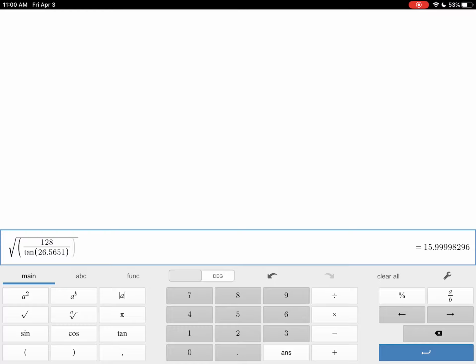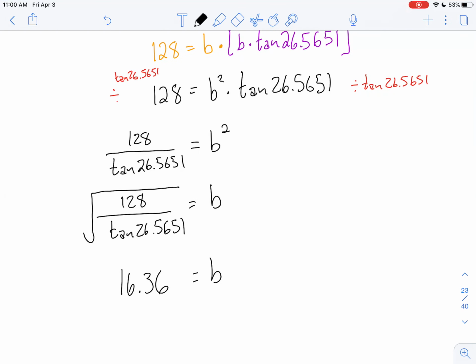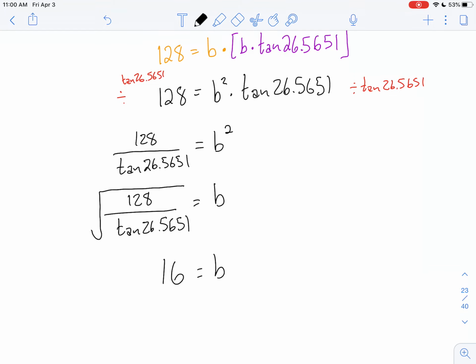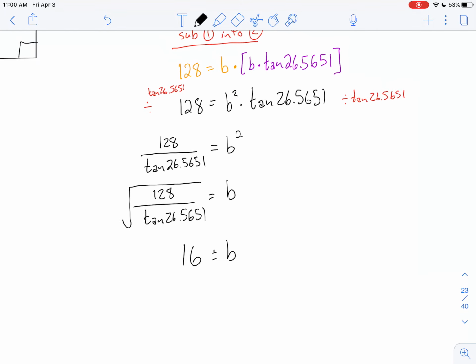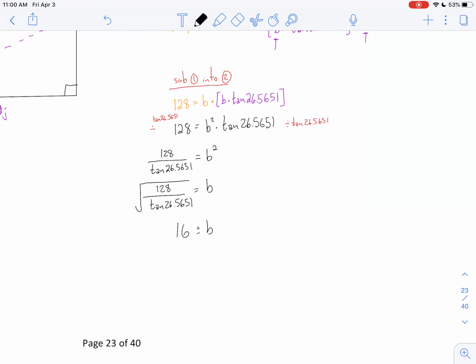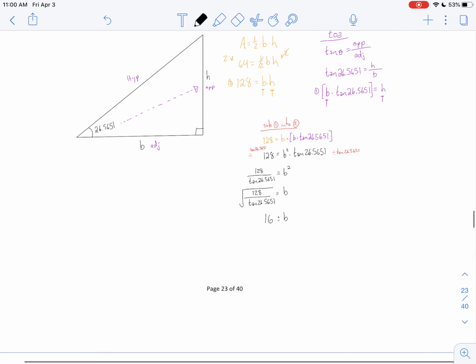I think I typed in tan of 25 instead of tan of 26. So I'm going to change my answer to 15.99999, or the answer of 16. Rounded, of course, to 2 decimal places to give us a slightly rounded answer, but that'll be okay for now. So we got my base is equaling to 16 in this triangle.